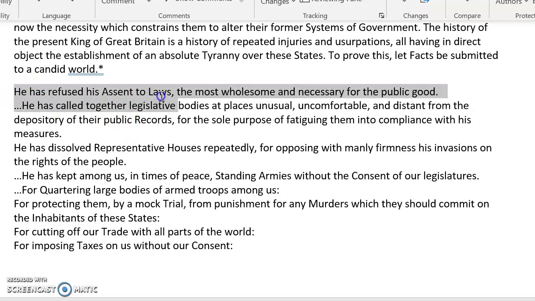So the first thing he says is he, as in King George, even though it's Parliament that's done most of these things, has refused his assent to laws the most wholesome and necessary for the public good. So he's refused to allow these laws to happen in the colonies, even though they're necessary for the public good. You can maybe make a connection to the Intolerable Acts for dissolving the Massachusetts legislature, but this is probably a broader thing. He also says he has called together legislative bodies.